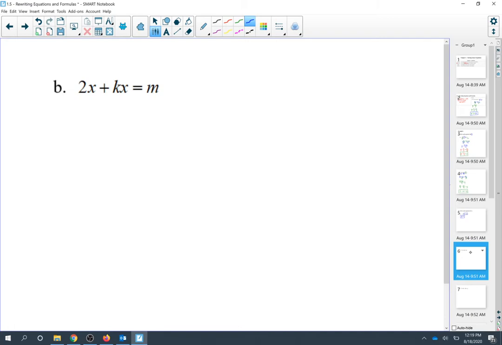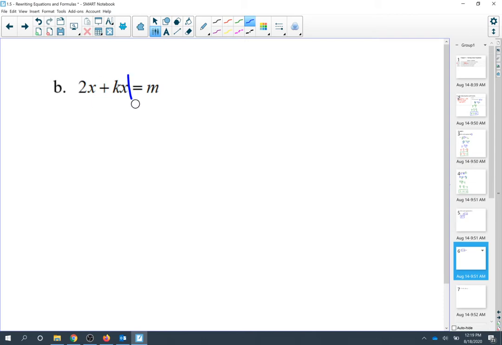Letter B, 2x plus kx equals m. Okay, well this time I'm looking at it going, both of my x's are on the same side, which kind of makes them like terms. But last time I had a 4 and a 5. Well, I knew what to do with a 4 and a 5. This time I have a 2 and a k. I don't know what to do here.